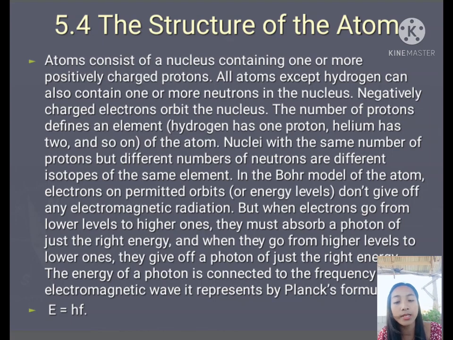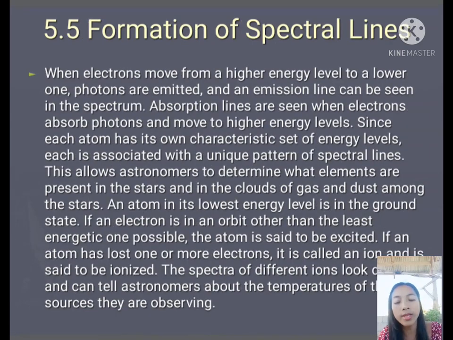Next, we have the formation of spectral lines. When the electrons move from a higher energy level to a lower energy level, photons are emitted and an emission line can be seen in the spectrum. Absorption lines are seen when electrons absorb photons and move to higher energy levels. Since each atom has its own characteristic set of energy levels, each is associated with a unique pattern of spectral lines. This allows astronomers to determine what elements are present in the stars and the clouds of gas and dust among the stars.